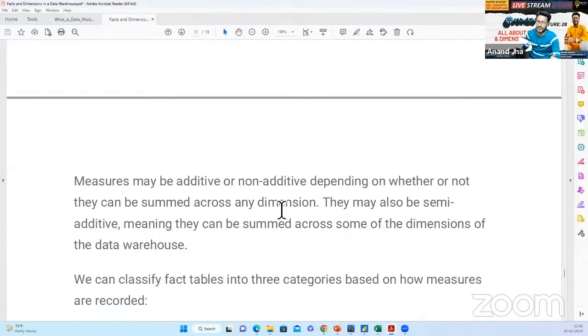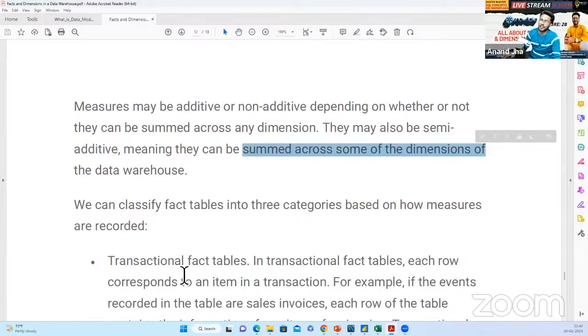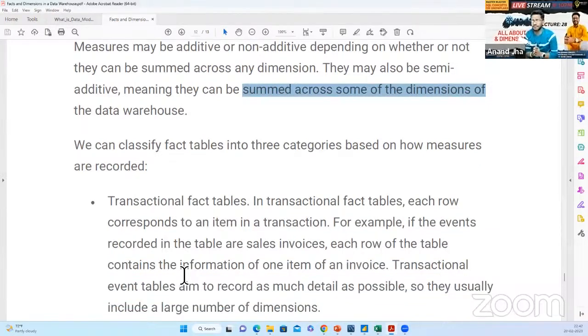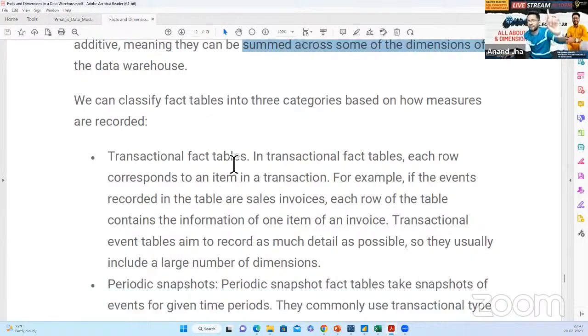Quantitative fact tables may be additive or non-additive, depending on whether or not they can be summed across any dimension. They may be semi-additive, meaning they can be summed across some of the dimensions of the data warehouse. So let's classify fact tables into three most important categories based on how measures are recorded. Number one, transactional fact tables.